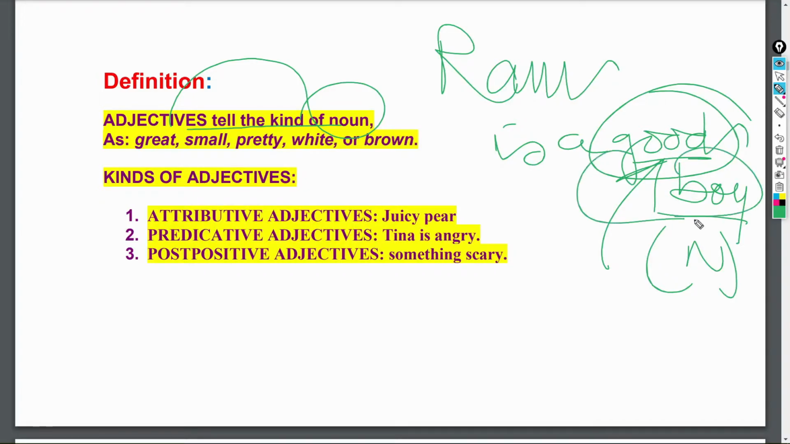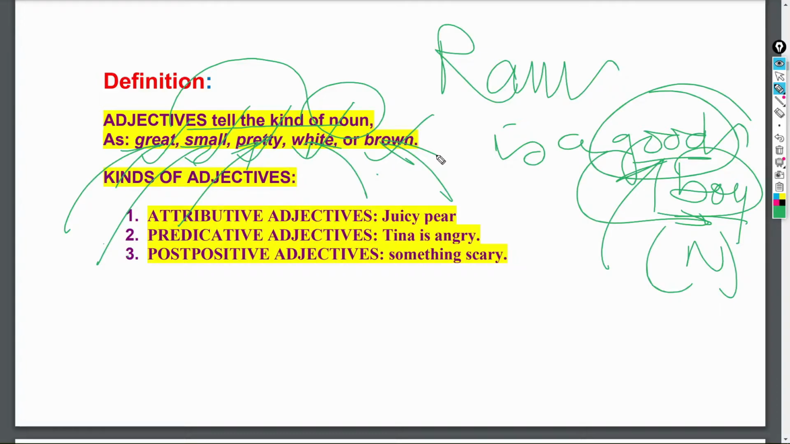ये adjective जो है ये क्या करते हैं? ये noun का बारे में कुछ बोलते हैं. तो इसीलिए इसको क्या बोलते हैं? It defines the noun. देखिए, great, small, pretty, white, brown. तो this great is the size, है ना. Great and small, pretty is the quality, color. Therefore, the kind of the adjective. Now let us go for the kinds of the adjective.